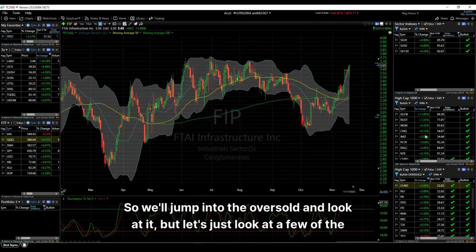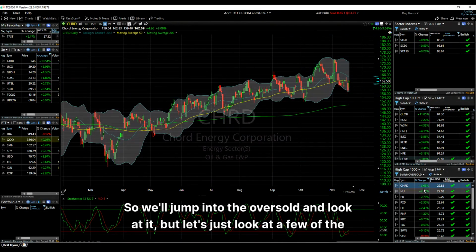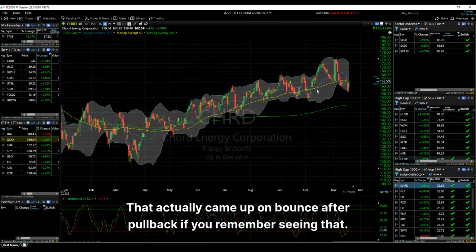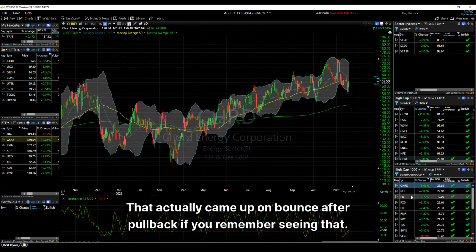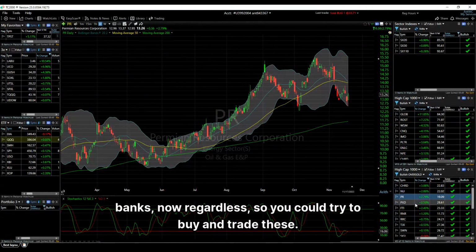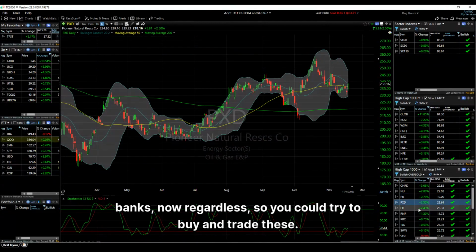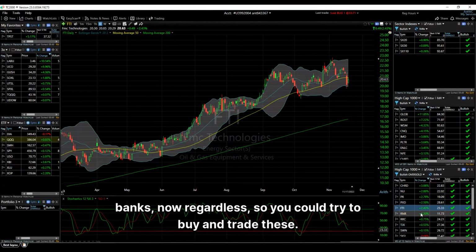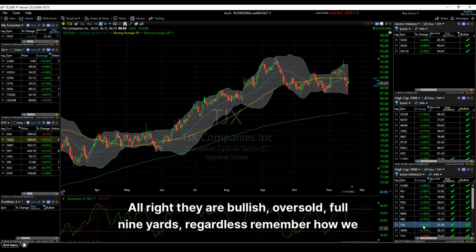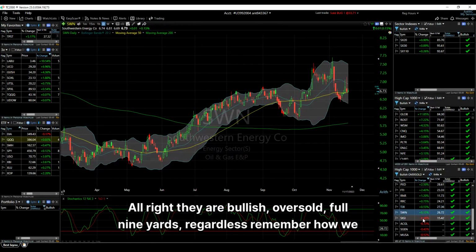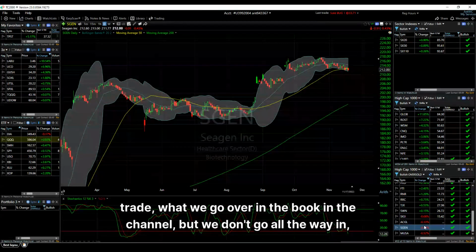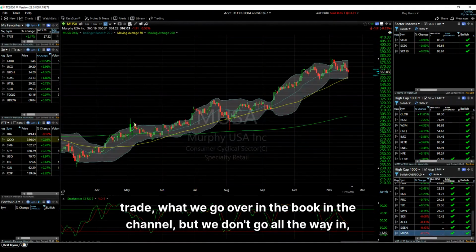So we'll jump into the oversold and look at it, but let's just look at a few of the charts it pulls up. See, that actually came up on bounce after pullback, if you remember seeing that. Now, regardless, you could try to buy and trade these. They are bullish, oversold, whole nine yards. Regardless, remember how we trade, what we go over in the book and the channel.